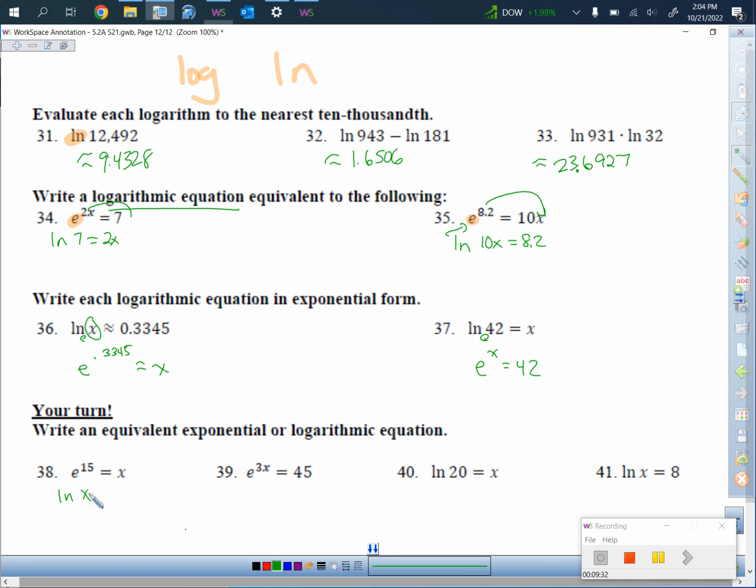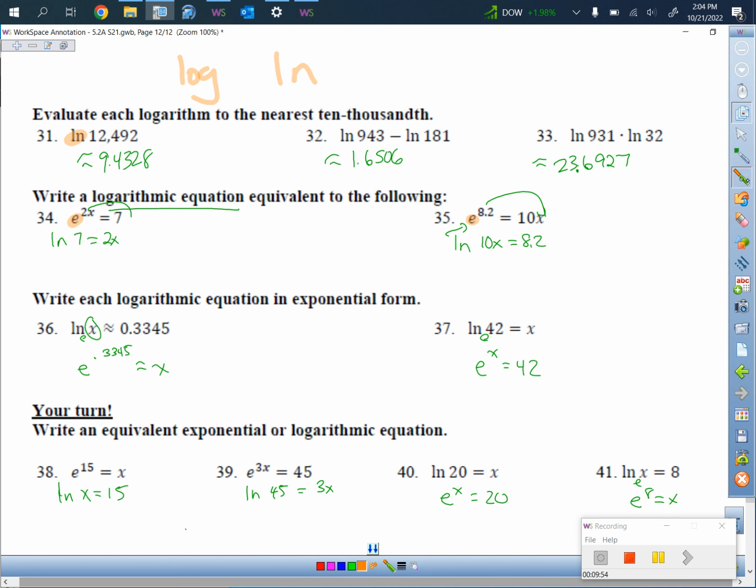Natural log of x equals 15. Remember, e is the little base, but you don't need to put it. The natural log of 45 equals 3x. This is in log form because it's already got a log, so e to the x equals 20. And this is in log form, so remember the base is e to the 8th equals x.